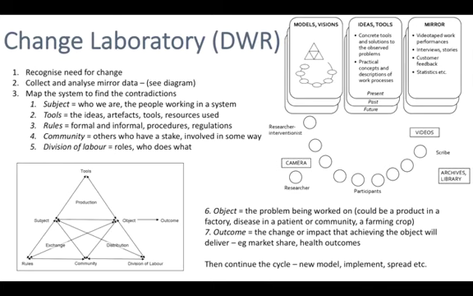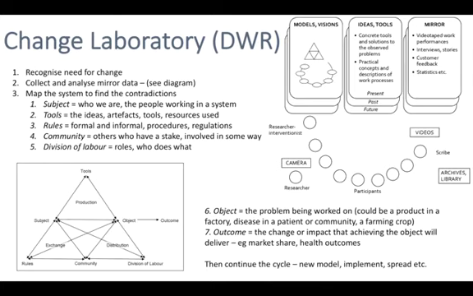And then what you do is you map the system, you explore the system. This is what this triangle on the left looks like in terms of those different components. The subjects, who are the people working here, the tools, the ideas, artifacts, resources that they use, the rules, whether they're formal, like you are and aren't allowed to do this, or informal, like cultural accepted ways of doing things, procedures and regulations. There's the community, others who have a stake and are involved in some way, and the division of labour, which means the roles, who does what. The object is the thing you're working on or trying to improve, and the outcome is the change or the impact that improvement would deliver.